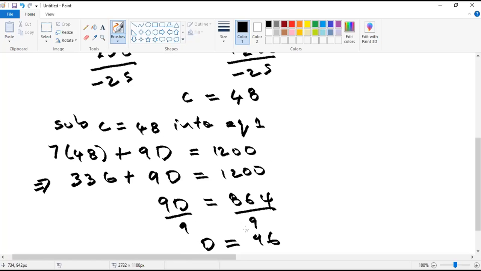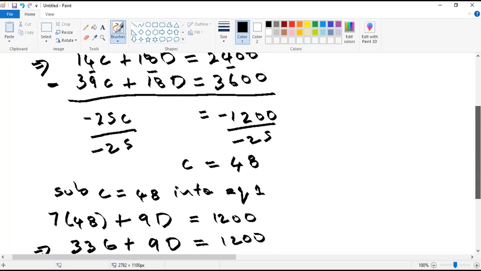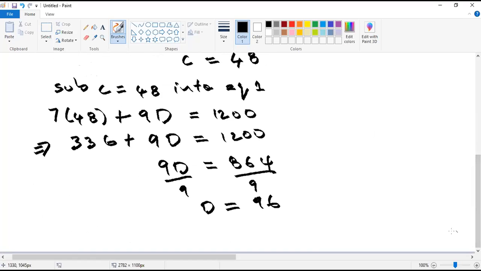All right, great. So we have found the cost of a chair, 48, and the cost of a desk, 96. Lovely. So let us see if we can go on to the next wordy question.